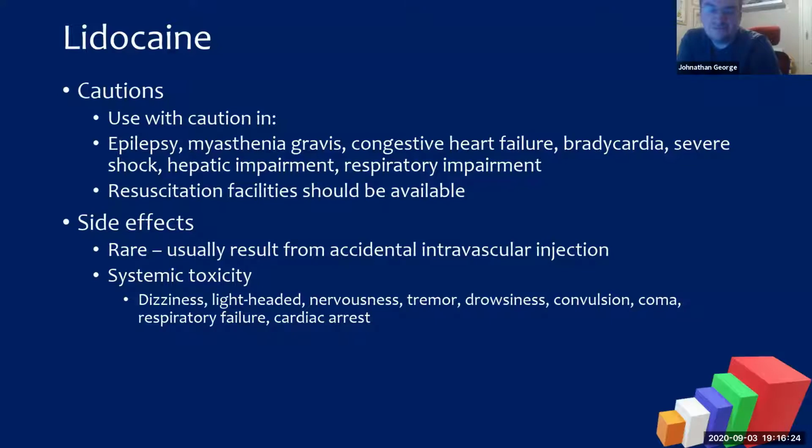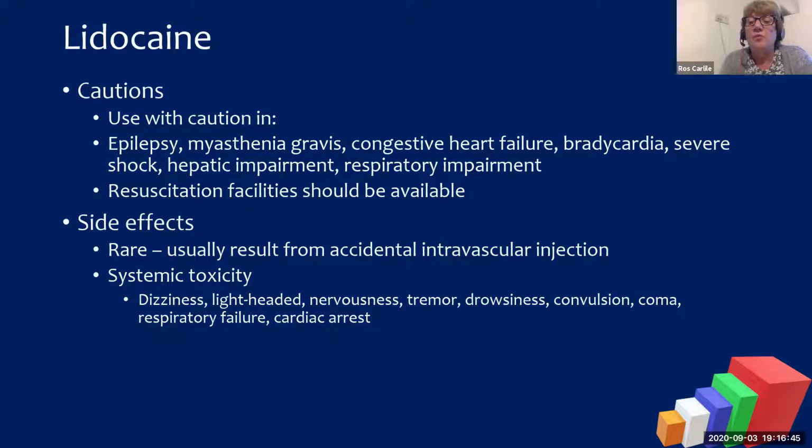So I can start off feeling a bit dizzy, lightheaded, a bit nervous, have a bit of a tremor, start getting drowsy, can go into a fit, can develop coma, respiratory failure, and cardiac arrest. It's not to scare you. These are very, very rare. But local anesthetic toxicity can start quite small and go into something very, very serious.